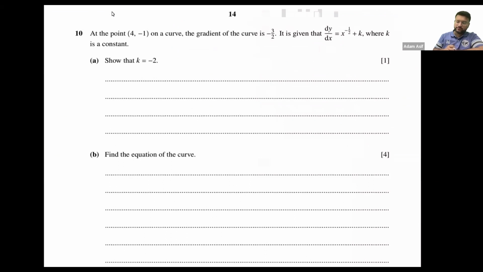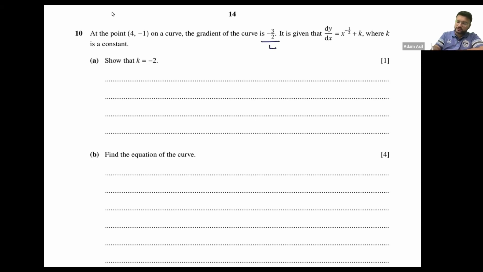Okay, question number 10. At the point 4 comma minus 1 on the curve, the gradient of the curve is minus 3 upon 2. It is given that dy by dx is x to the power of minus half plus k, where k is a constant. Show that k is equals to minus 2. So we have a point on the curve and the gradient of the curve.